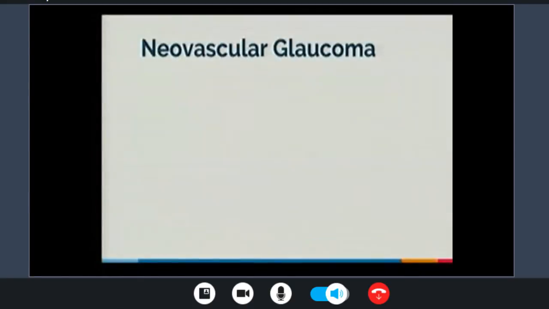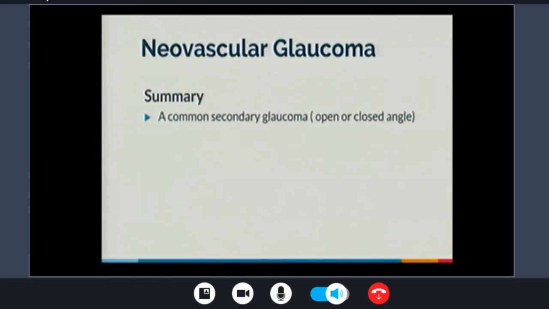So in summary, yes, neovascular glaucoma is a common secondary glaucoma, whether in the open angle or closed angle stage. And here, very important, there is no pupillary block in this condition. Sometimes I get sick when I see a patient with neovascular glaucoma who, because they did gonioscopy and found that the angle is closed, received laser peripheral iridotomy. So there is no place for iridotomy in this condition.